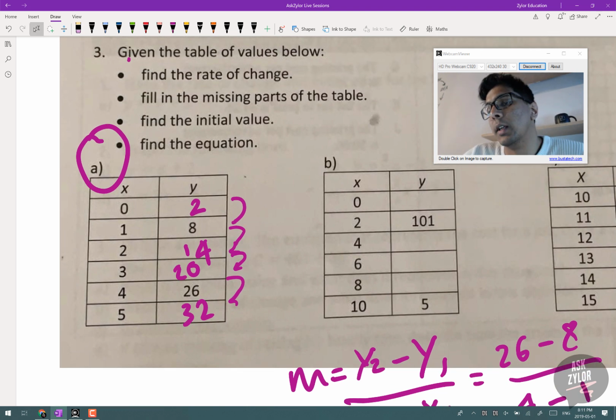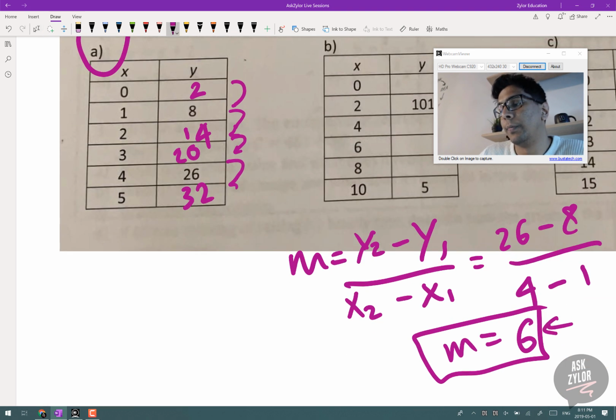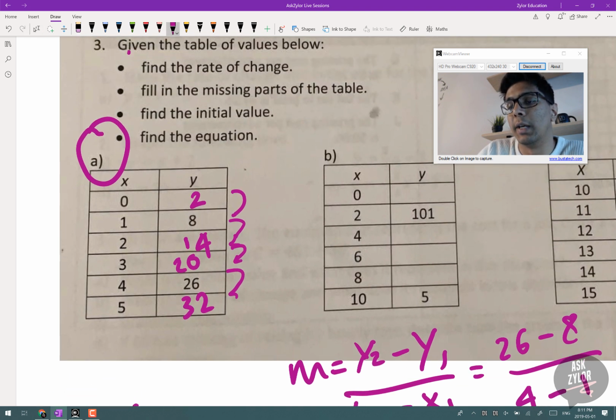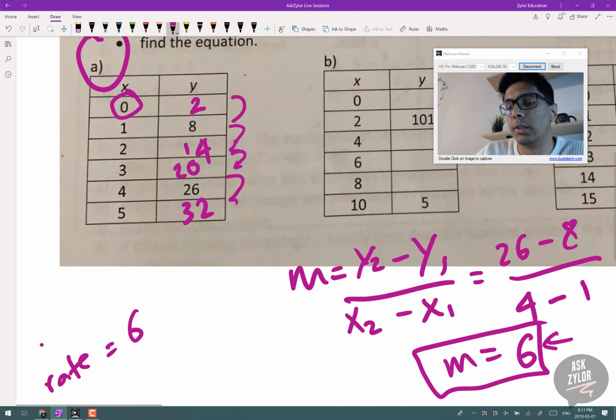So the next part is to find the rate of change. I found my rate of change, which is the same as my slope. So my rate is just going to be 6. What's my initial amount? It's when my x is equal to 0. So my initial is going to be 2.